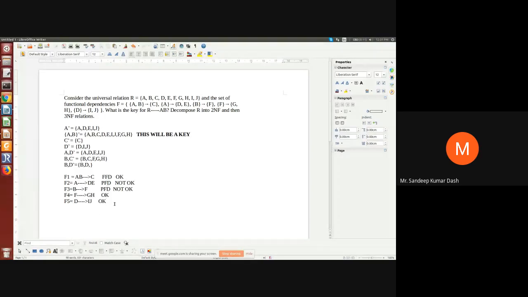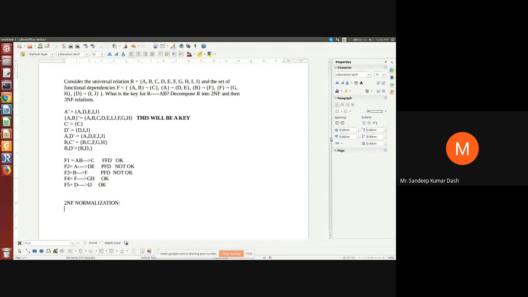So when you are sitting for 2NF normalization, what will happen? You have to reduce this particular relation into what type? Whichever are okay, keep them as they are. Whichever are not okay, take them out. So let me take them out first. I am taking A.